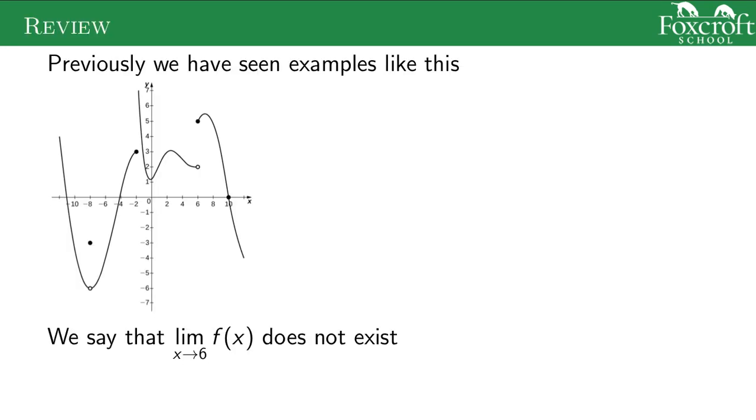In this video, we're going to talk about one-sided limits. Previously we've seen examples like this, and we've seen it at 6. When our x value is 6, the limit does not exist because we have these two different ends that are hitting x equals 6, and we say the limit does not exist.